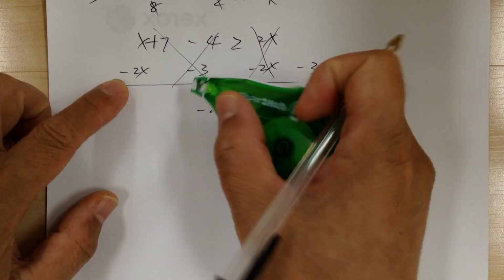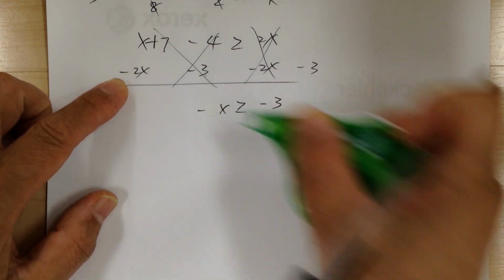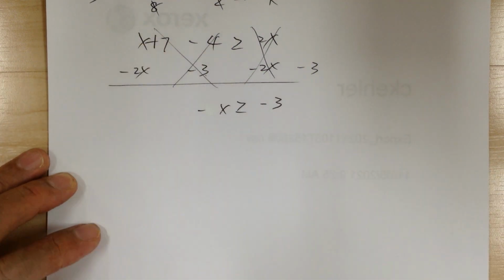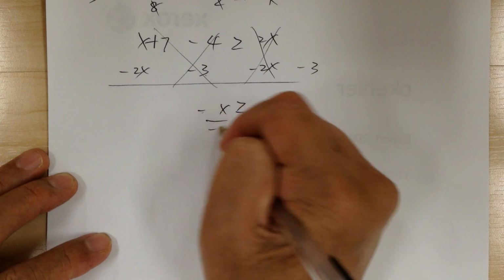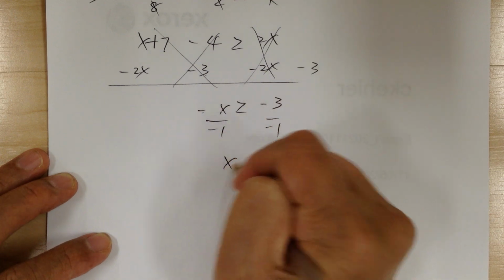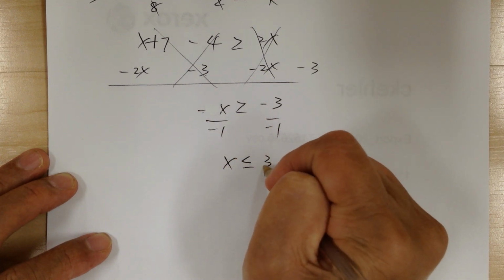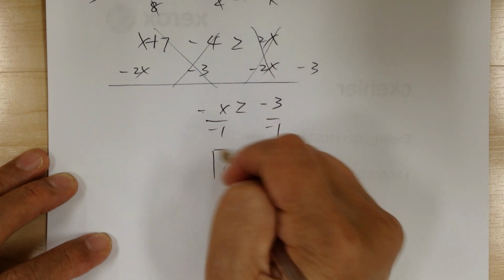Sorry, this is negative x. Okay, there we go. Yeah, you just have to be careful. Watch out for careless mistakes. So now you have to get rid of the negative, so divide by negative 1. So you get x is less than or equal to 3. Okay, and that's it.